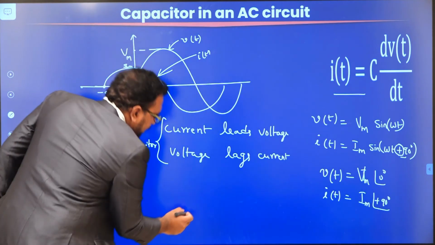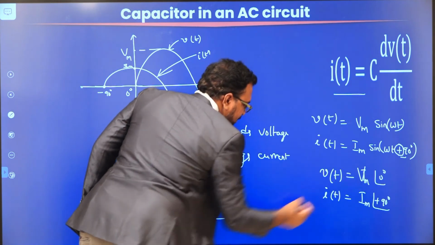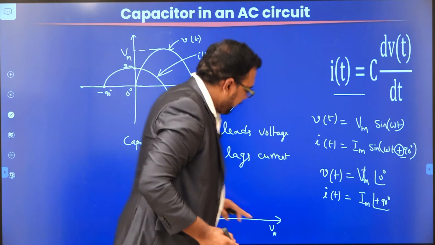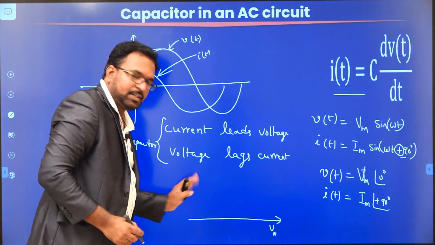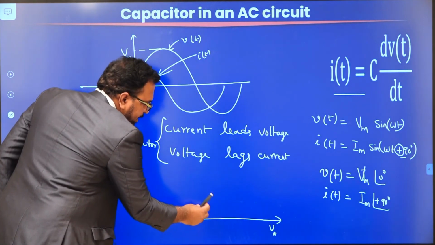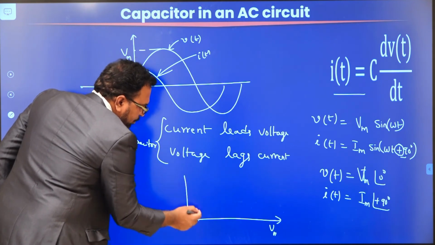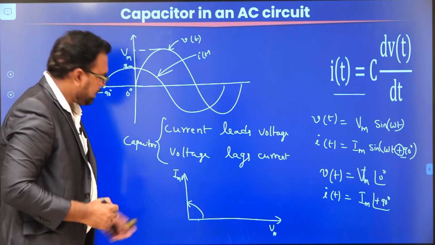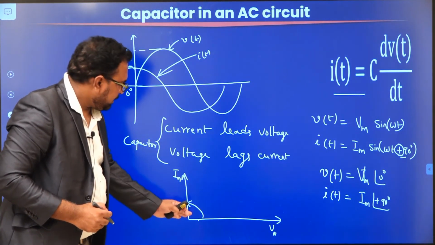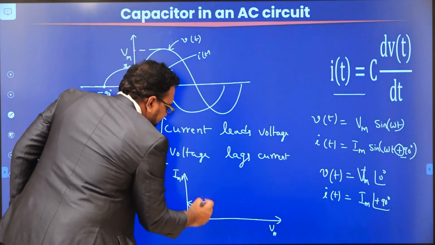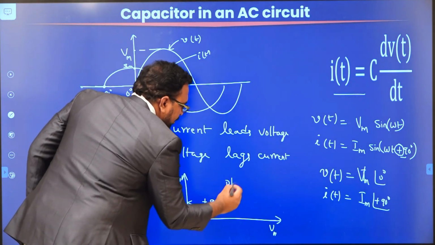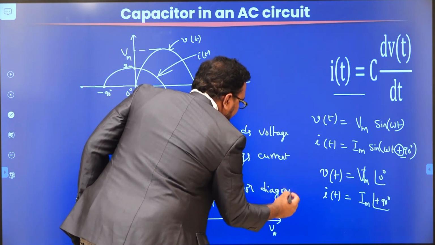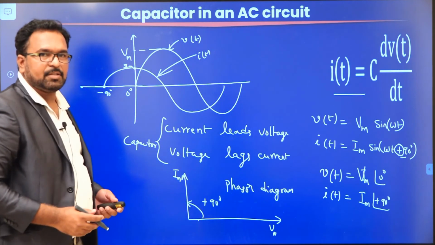Now how will you represent V of t along the x-axis? 0 degrees means along the x-axis, and this is the magnitude. Plus 90 means the vector has to rotate in the anti-clockwise direction. So from this it has to rotate 90 degrees anti-clockwise. Then the current must always be in the upward direction. In case of an inductor it is in the downward direction. In case of a capacitor it is upward rotation. So this is the phasor diagram. I think now you are very clear about the capacitor also.